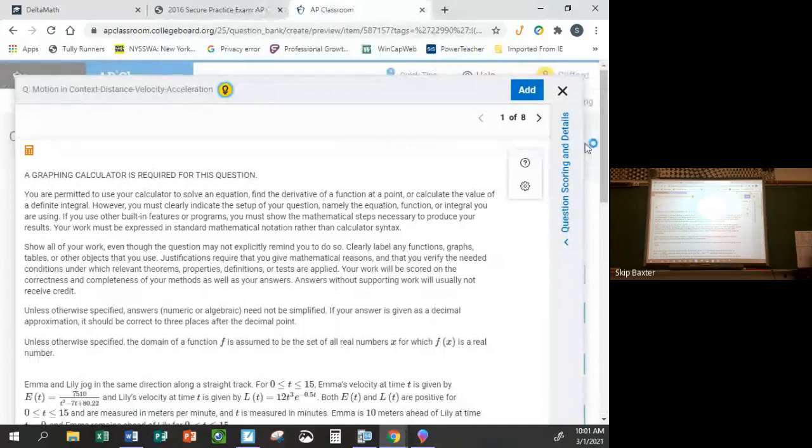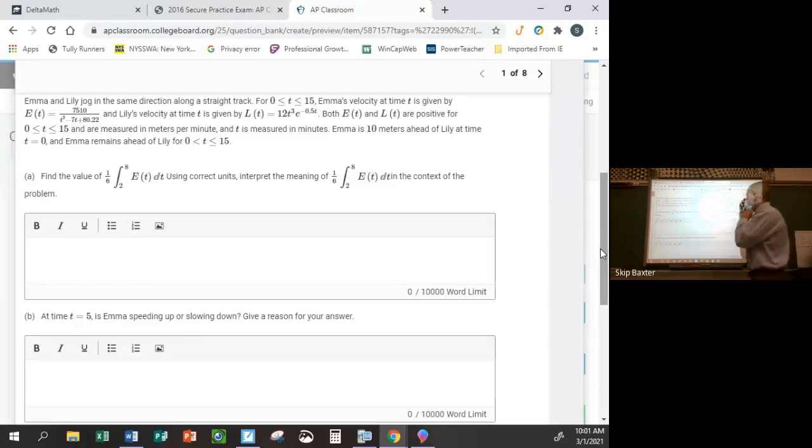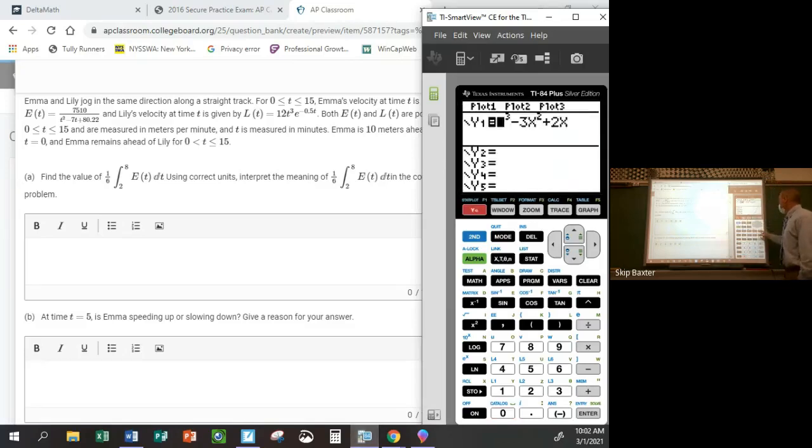Okay, so this is a free response question that deals with this topic. All right, so it says, Emma and Lily jog along in the same direction along a straight track. For t between 0 and 15, Emma's velocity is given by this formula. Lily's velocity is given by this formula. Let's just plug these values into the calculator right away. So I'm going to substitute in E of t for y1. So it's 7510 divided by parentheses x squared minus 7x plus 80.22.